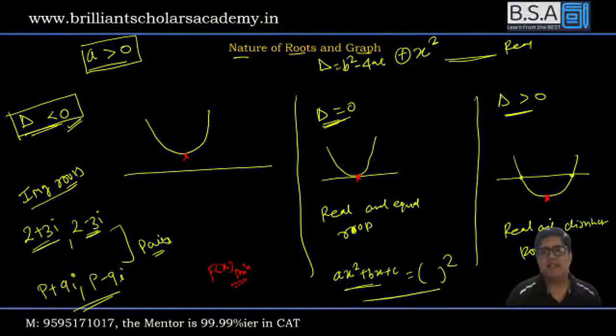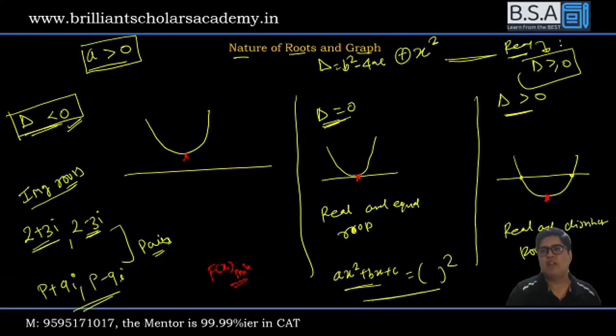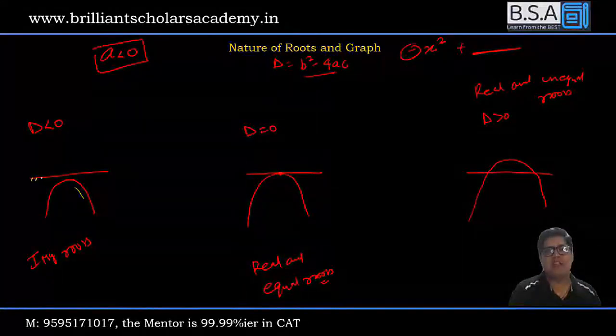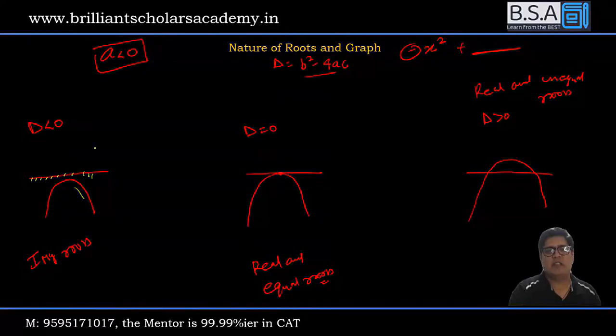So whenever somebody says roots are real, if only the wording is real, you take delta more than or equal to 0. Only when the wording is roots are real, equal to 0 gives me real, more than 0 gives me real. So you take both conditions. Here you see, when A is negative, the graph is downward. Same conditions, imaginary roots. In imaginary roots, the graph never touches the x-axis.